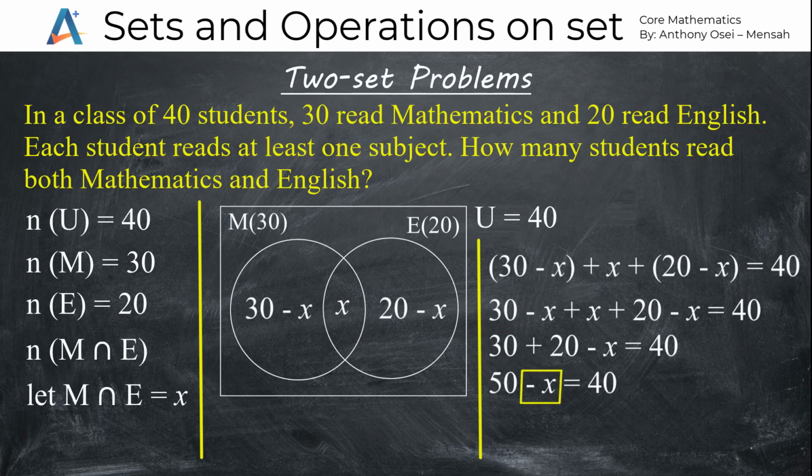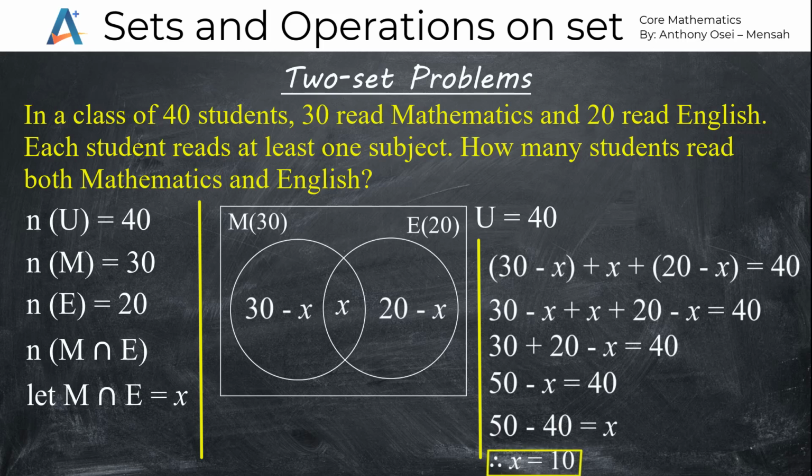So we swap so that X will be positive. Bring the 40 here. Grouping the like terms for constants, 50, then 40 comes to the left-hand side to be minus 40, is equal to negative X going to the right-hand side to be positive X. Now 50 minus 40 is 10, equal to X. So therefore, the value of X is 10.